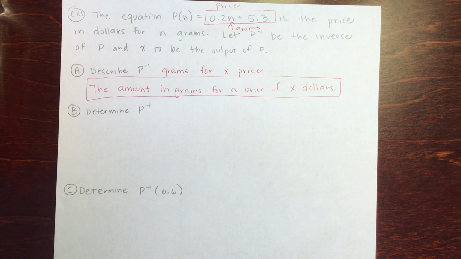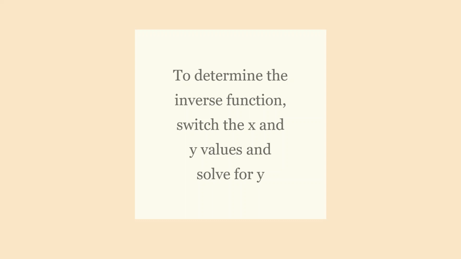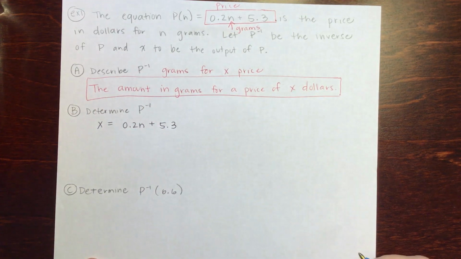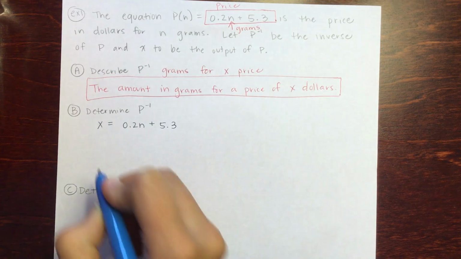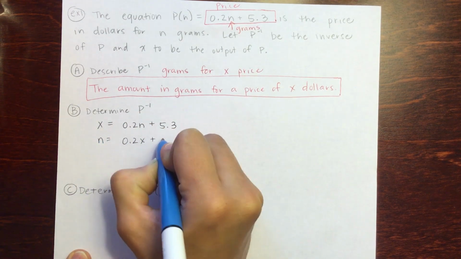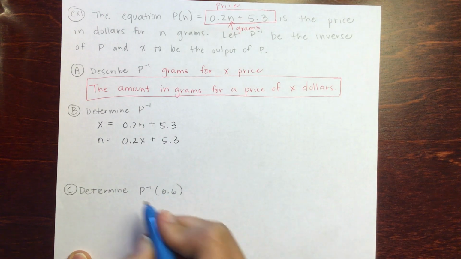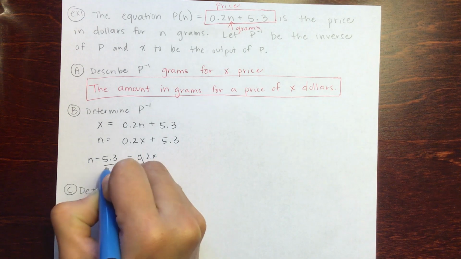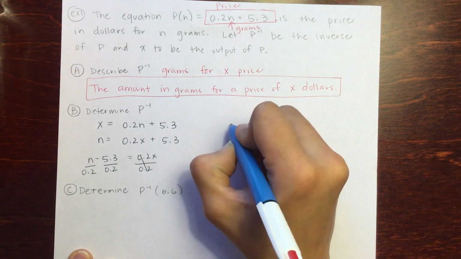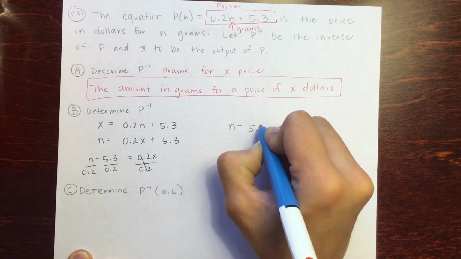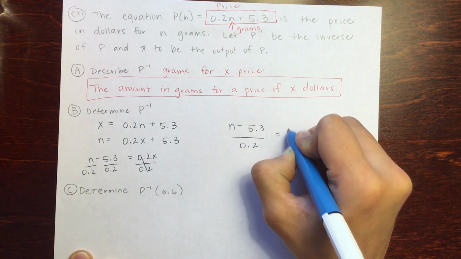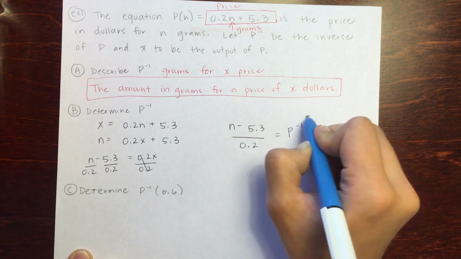All right, now let's figure out what our inverse function is. Here's our original function. Let's switch our X and n in this case and solve for X. Let's actually just leave that all together as one big fraction. So this is my inverse function.